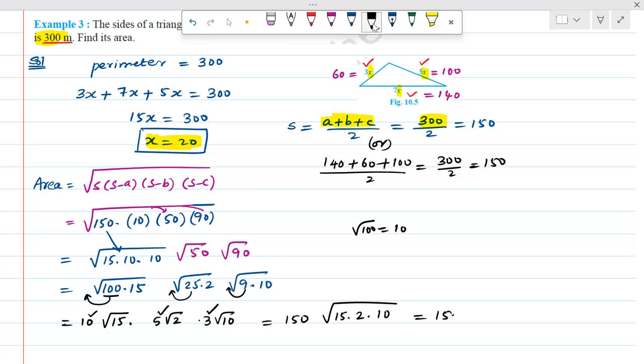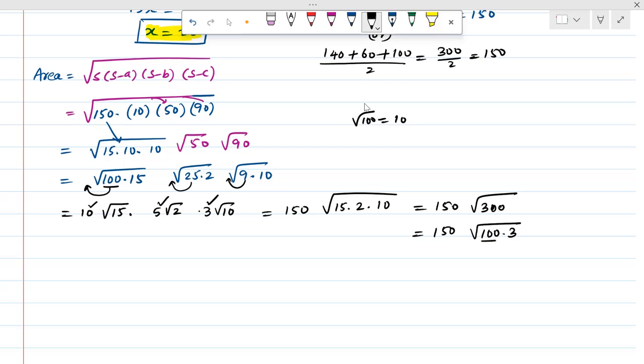When you multiply inside, this is 30, and 30 into 10 is equal to 300. So how will you write 300 in powers? I write this as 100 into 3. Is it right? Now if you take the 100 outside the root, it becomes 10. So 10 root 3. So the final answer will be 1500 root 3. So this is the final answer.